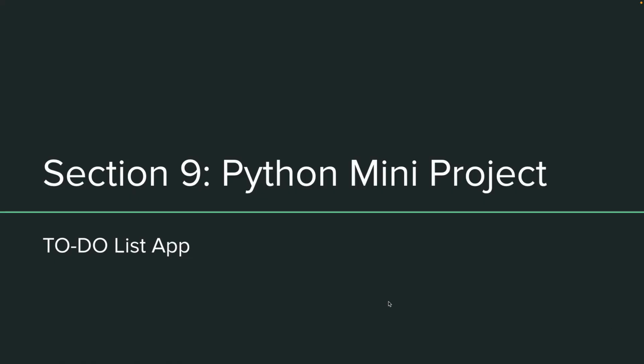In section 9 of our Python crash course, we are going to build a Python mini project where we will be building a to-do list application. We have learned all the building blocks so far: variables, loops, conditions, functions, and files. Now let's bring all these things together and build something real. We will create a simple to-do list app where you can add tasks, view tasks, and save them to a file. This is how real programs are made, by combining small concepts into something useful.